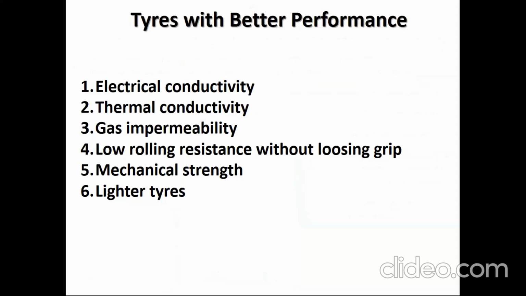Yeah, thank you. Then other than that, graphene can be used in the tire industry, especially for improving electrical conductivity, thermal conductivity, gas impermeability, and low rolling resistance without losing grip, and mechanical strength, especially for lighter tires, right? One of the basic issues with tires is tire noise, especially in developed countries. Tire noise is a very big issue, right? So one idea is to use silica fillers instead of carbon black, which we usually use in tires as a filler. That's why the tires are black, right?